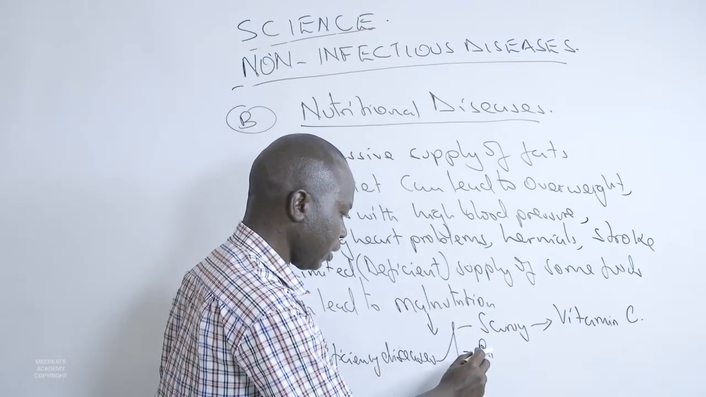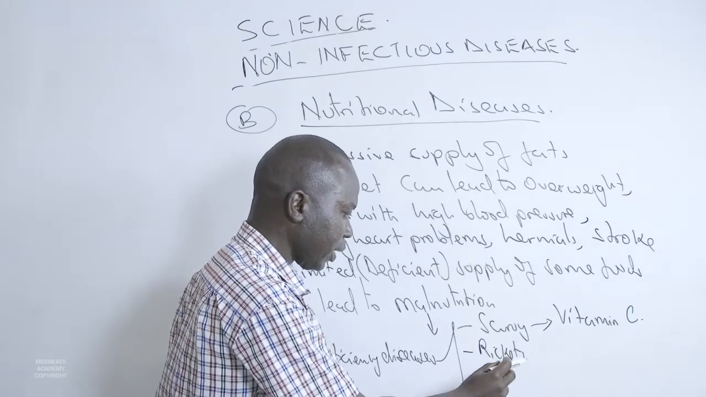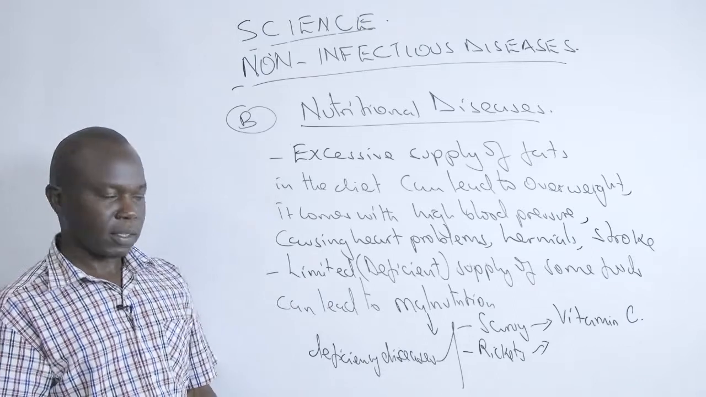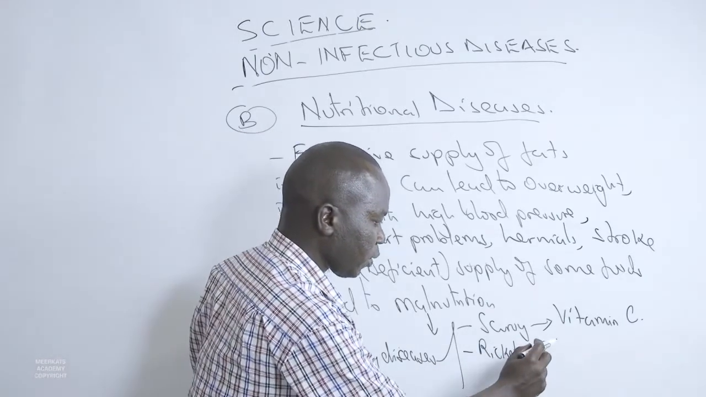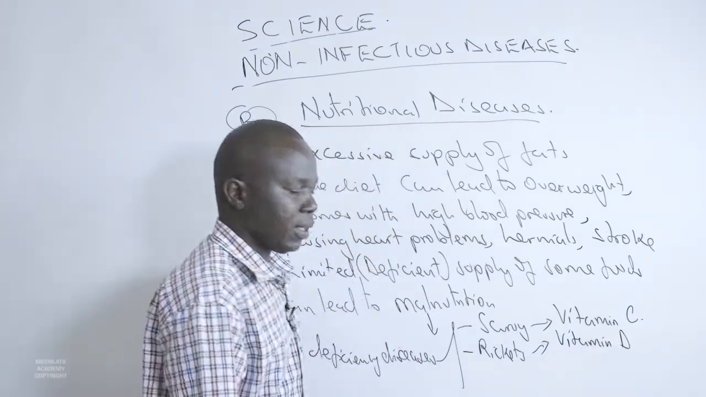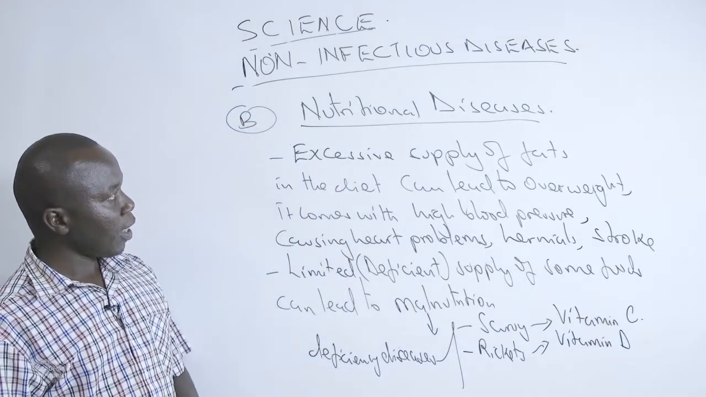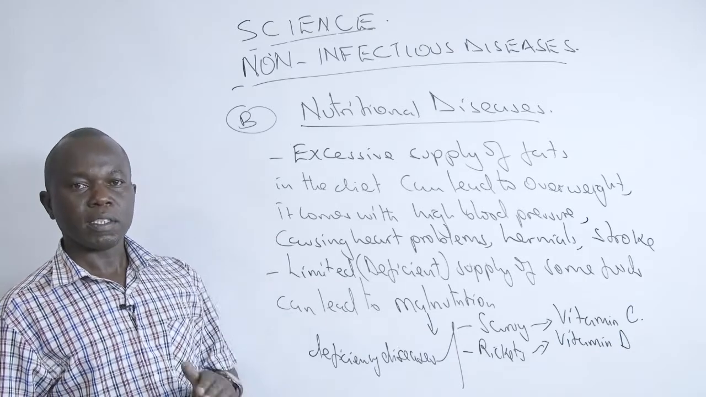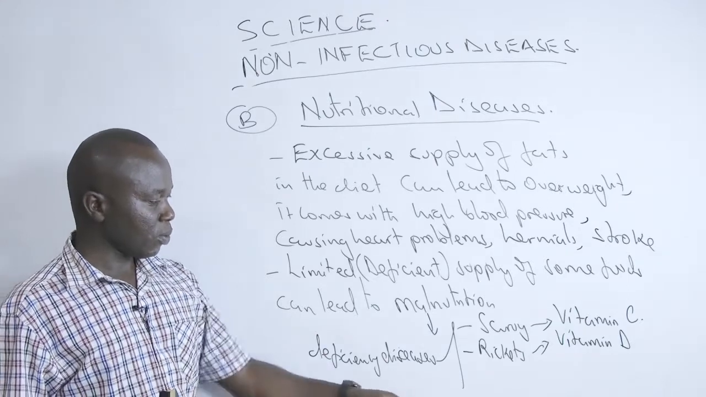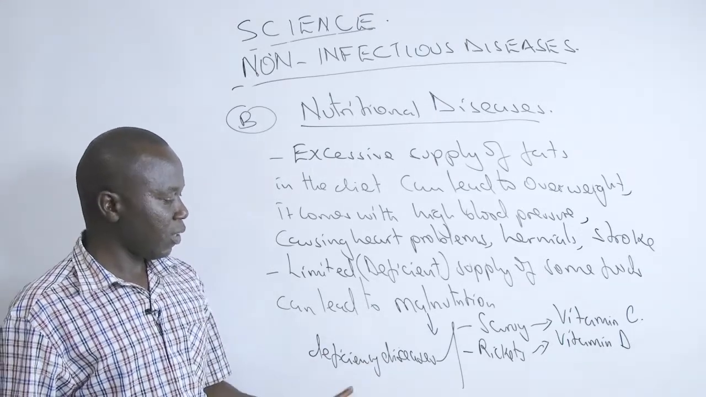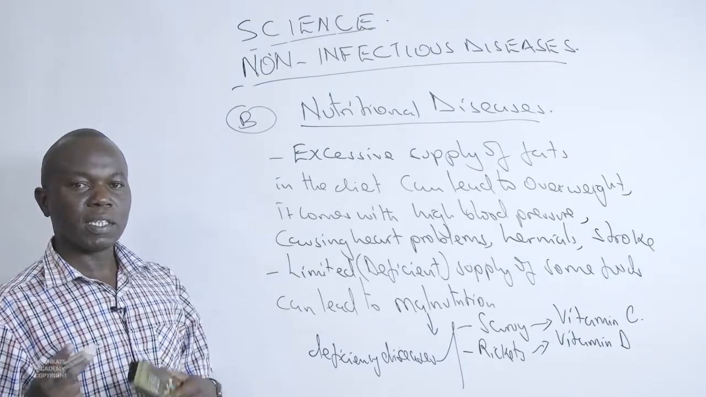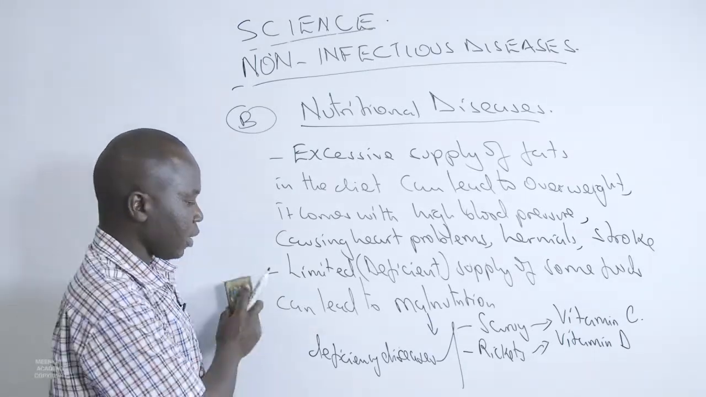We have others that are common in developing countries, Africa and Asia, like rickets, due to deficient supply of vitamin D, and several others. So at library level, or when you are relaxing at home, you can also Google and look at some of the deficient diseases. You can look at both developed countries and developing countries.